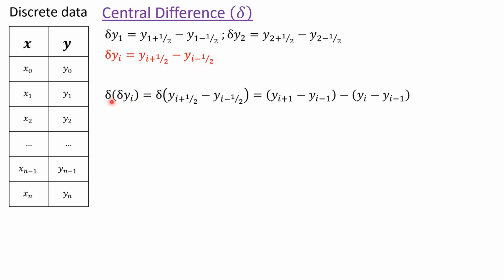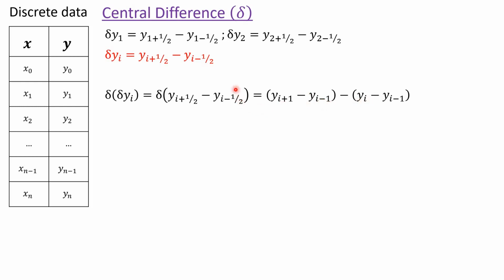So what about delta square now? Delta square yi will be delta operating on these two numbers, as it is linear. You can see here delta operates on the first number y of i plus half. That will give us y of i plus 1 minus y of i plus half minus half, that will give us y of i minus 1.